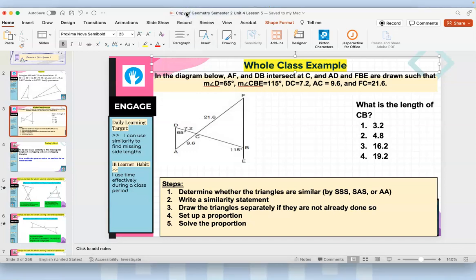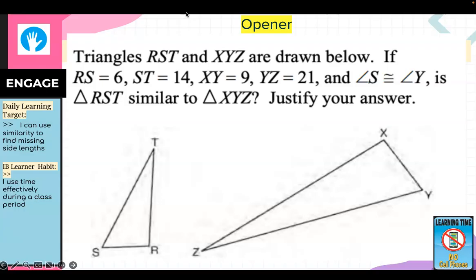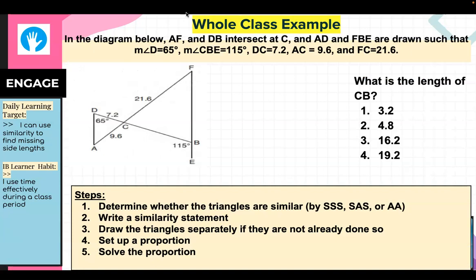I'm going to go over a question that could come up on the Regents, or a similar question could come up on the Regents. So let's read the question. In the diagram below, we have AF, which is this entire line, from A all the way to F. I know my line was crazy crooked, but you get the idea. AF and DB, these two lines intersect at a single point, in this case C.